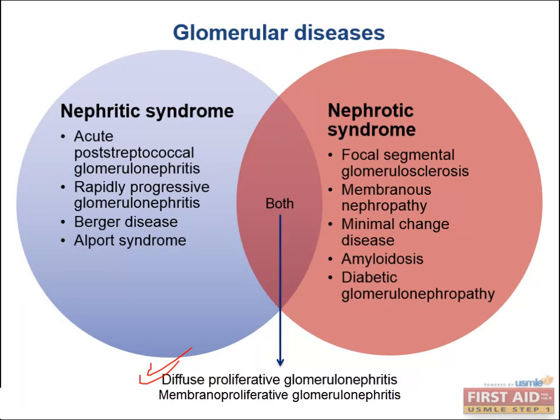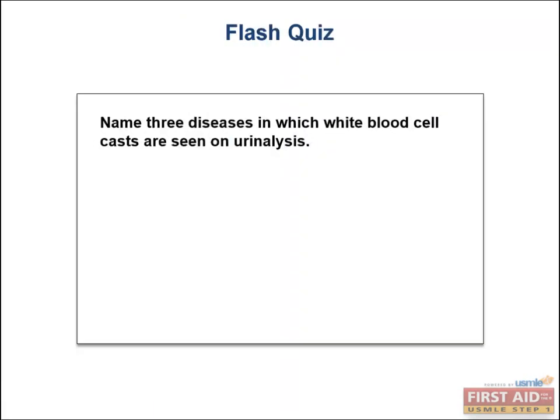And this diagram is a good way to help you keep track of which diseases are nephritic and which ones are nephrotic. So refer back to this diagram when you're doing your final quick review before your exam, and it'll help you refresh yourself on which ones are nephritic and which ones are nephrotic. Now let's check what we know with a flash quiz. Name 3 diseases in which white blood cell casts are seen on urinalysis.